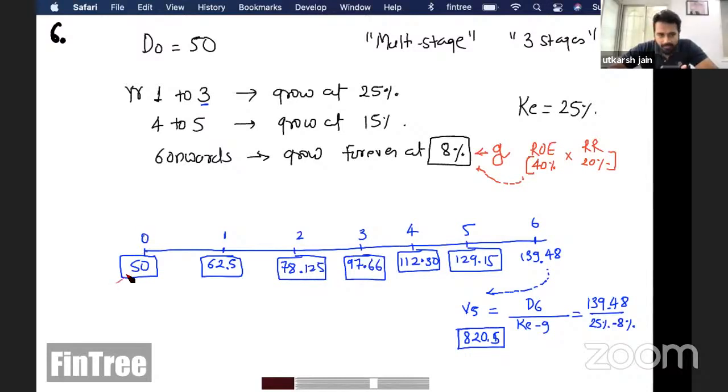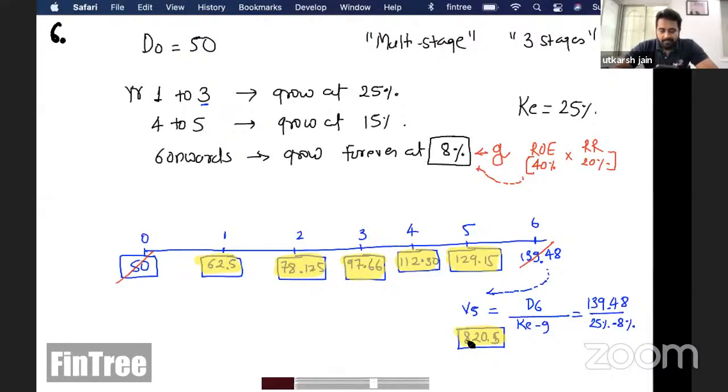Do you think I should take 50 while doing this? No, right? I should not take 50. Do you think I should take 139 while doing the math? No, because I'm taking the terminal value of year 5 anyway. So these are the cash flows that I want to work with: 62.5, 78.125, 97.666, 112.30, 129.15, and 820.5. So press the cash flow button, then second, clear work.